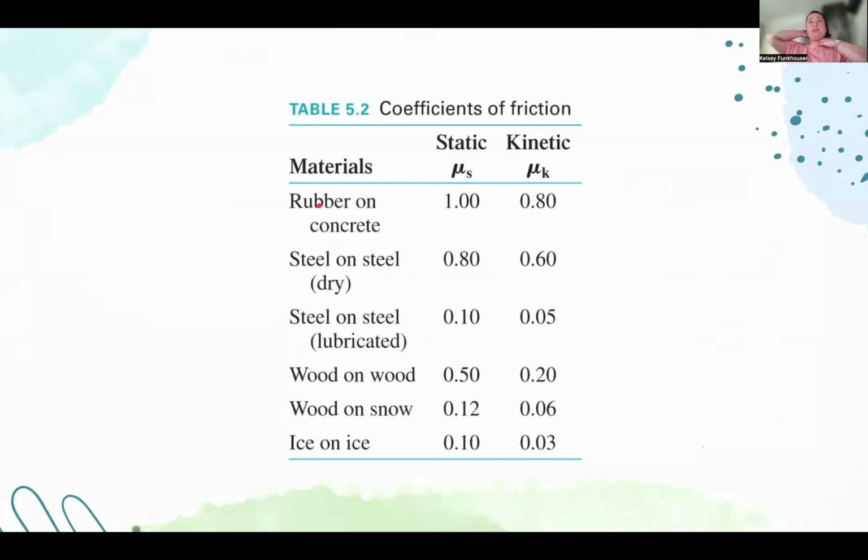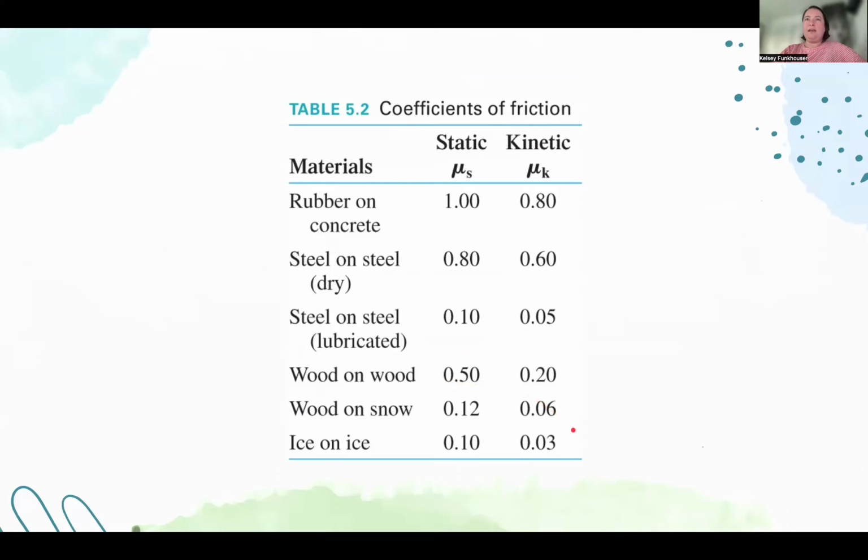And then here are some coefficients of friction just for your information. We have rubber on concrete, like car tires. The coefficient of static friction is 1, and the coefficient of kinetic friction is 0.8. We have steel on steel when they're both dry, where static is 0.8 and kinetic is 0.6. And then steel on steel when there's some sort of lubrication between them, we get way smaller coefficients, 0.1 and 0.05. And then wood on wood, etc.